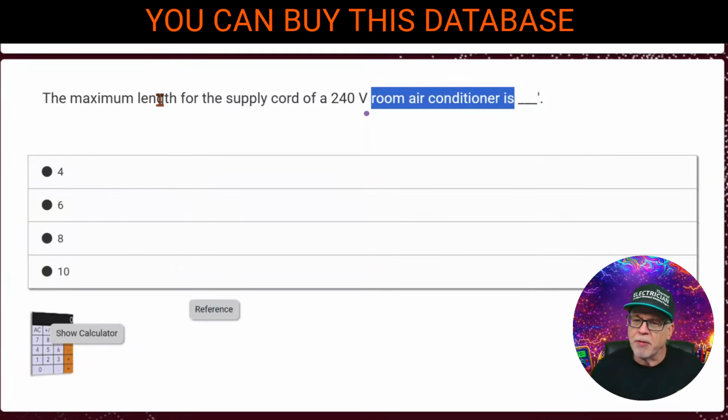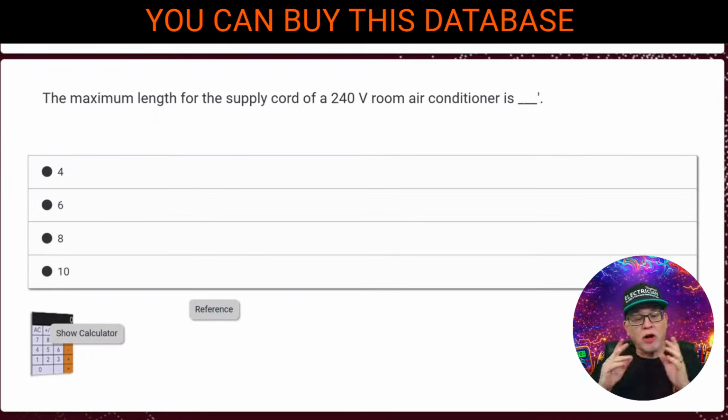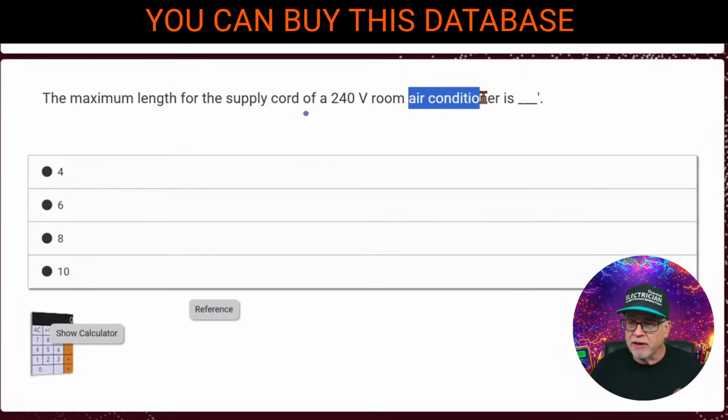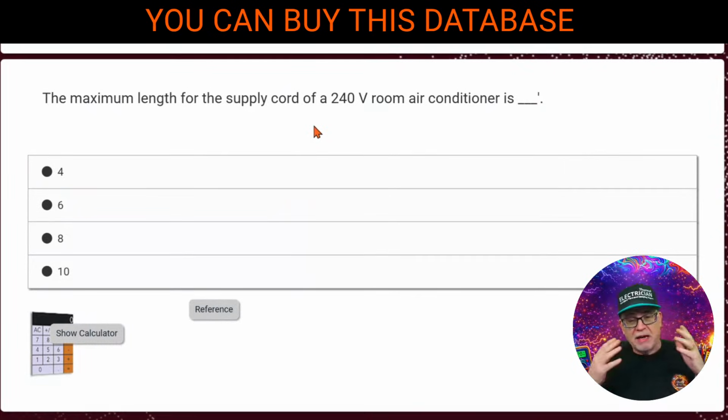All right, so we're looking for what's called the root or target words in here. The first thing is it's asking about the maximum length of something specific, and that is the supply cord. The supply cord of what? A room air conditioner. First and foremost, it's an air conditioner, but it is the room type air conditioner. So this is one that's obviously going to have a supply cord, probably very similar to what you'd see in a motel or hotel. It's got the cord and plug on it, and it wants to know what is the maximum length of the supply cord. So we've identified the triggers here. Now, something I'll tell you right off the bat.